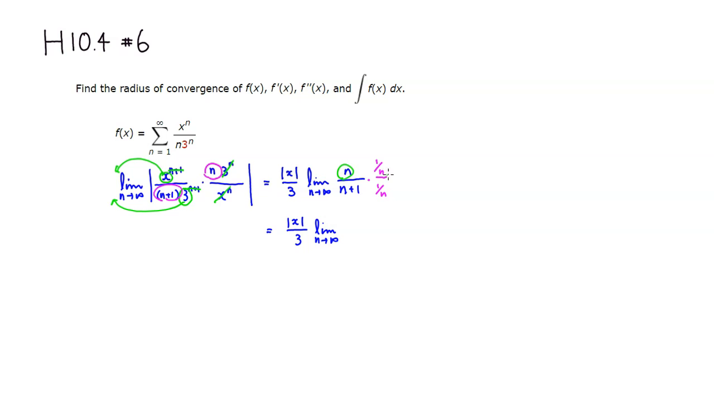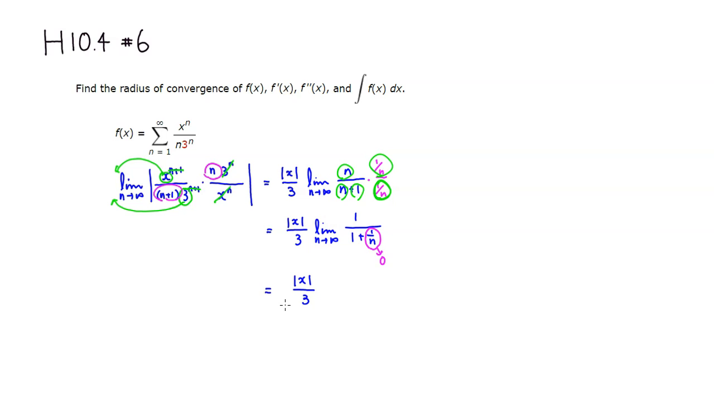Right, so n divided by n is 1, and n divided by n is 1, plus 1 divided by n is going to be 1 over n. Right? Then as n approaches infinity, this guy approaches 0, so you have 1 over 1. So this is just absolute value of x over 3.